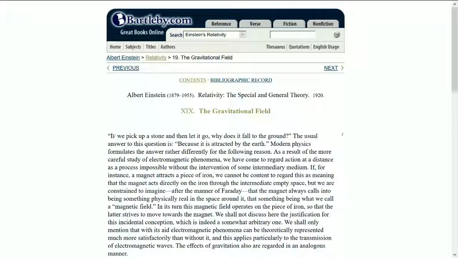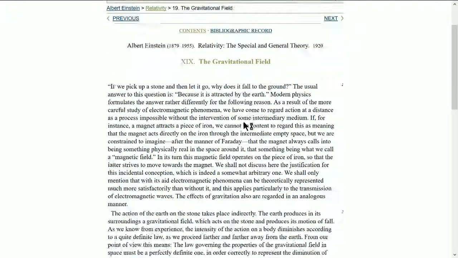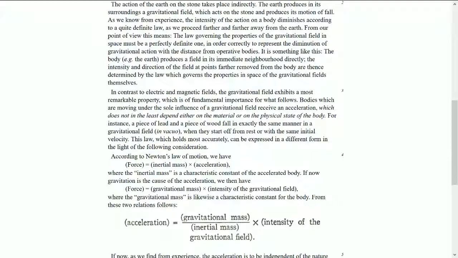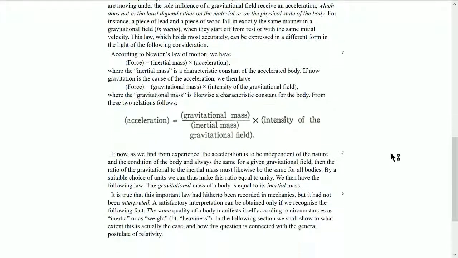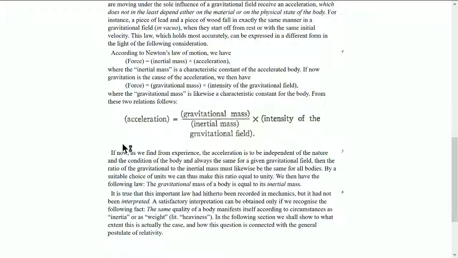So let's look at one of Einstein's papers. This is entitled Relativity, the Special and General Theory, 1920. He calls it the gravitational field. So Einstein was short, always to the point, used very few equations that I can't even understand. But anyway, let's just go to the meat of it.